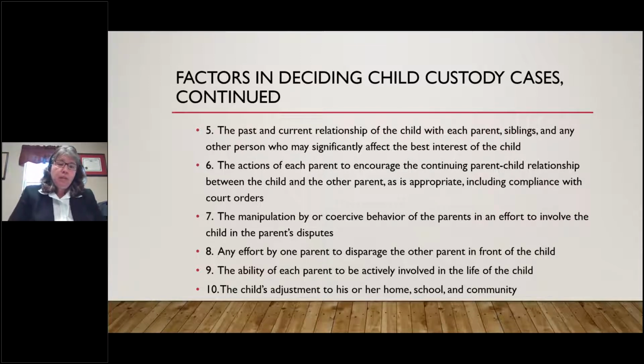Number 9, the ability of each parent to be actively involved in the child's life. So this could come down to if one parent is, let's say, a truck driver, and they drive 7-8 days straight, and they're only home for one night in a 2-week or a 1-week period. But the other parent lives right there and can pick the child up from school and go to the soccer game and things like that. So that's going to be one factor as well. And then the child's adjustment to his or her home, school, and community. That's another factor.